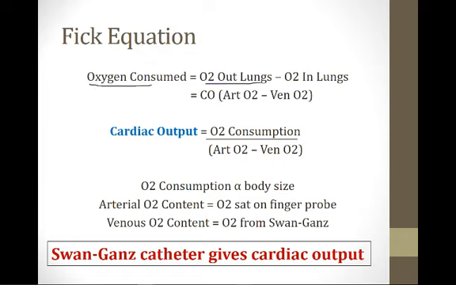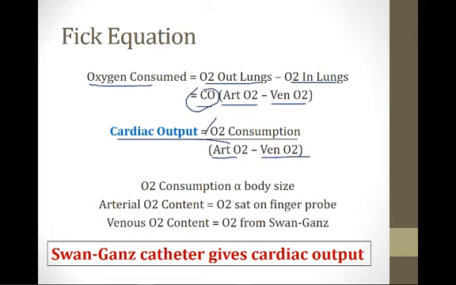oxygen that leaves the lungs after the blood has been fully oxygenated minus the oxygen returned to the lungs in the venous blood. We can then say that the right side of this equation is also equal to the cardiac output times the arterial oxygen concentration minus the venous oxygen concentration. If we rearrange this equation and solve for the cardiac output, we get the Fick equation, which says that cardiac output is equal to O2 consumption by the body divided by arterial oxygen content minus venous oxygen content.